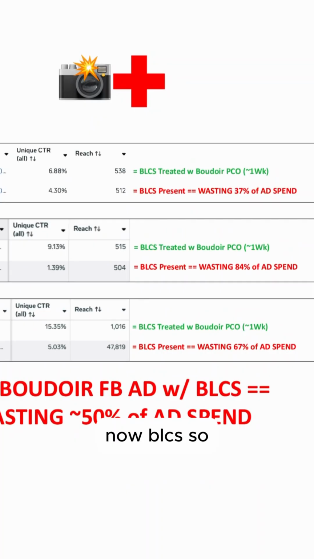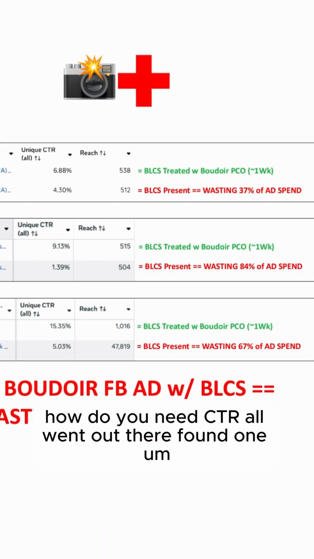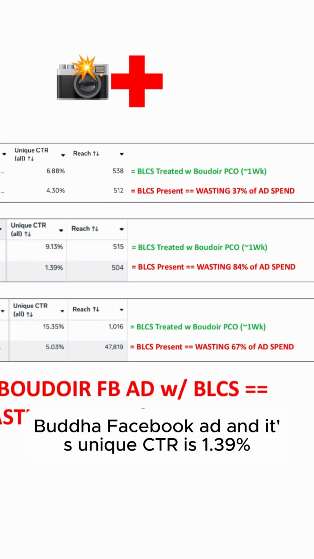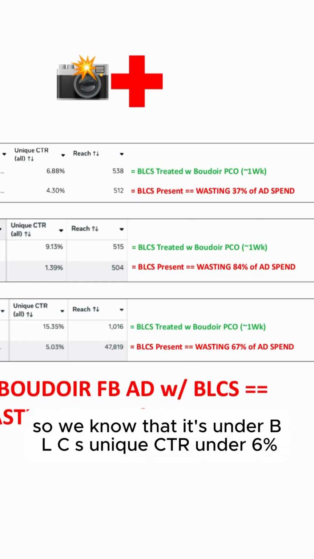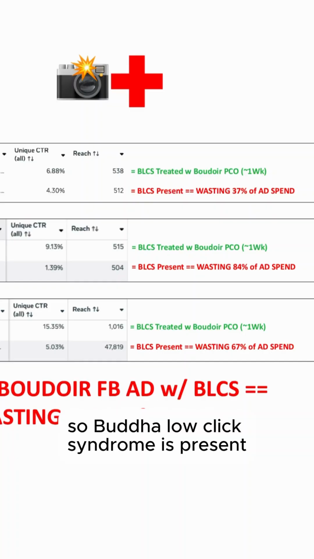BLCS, so next part, residency part 2. Had a unique CTR, went out there, found one. Boudoir Facebook ad, and its unique CTR is 1.39%. So we know that it's under BLCS. Unique CTR under 6%, so BLCS is present, so Boudoir Low Click Syndrome is present.